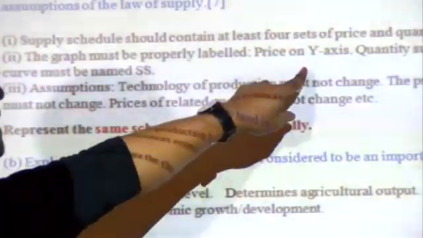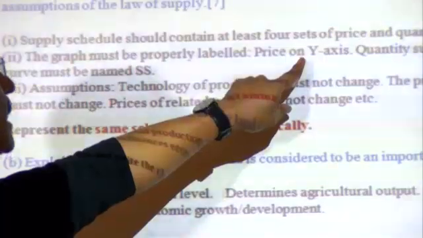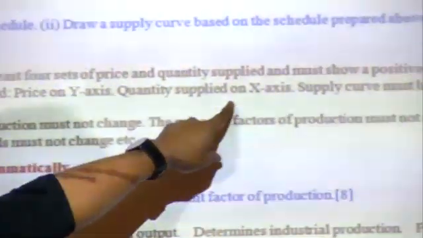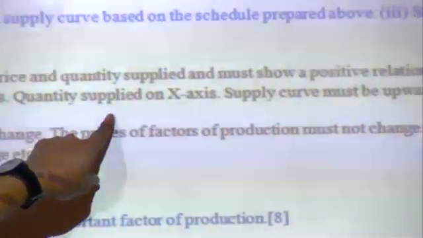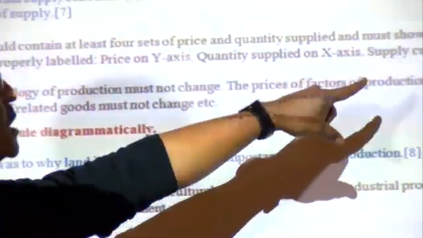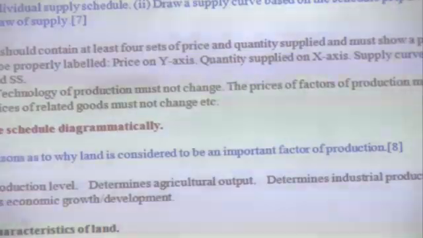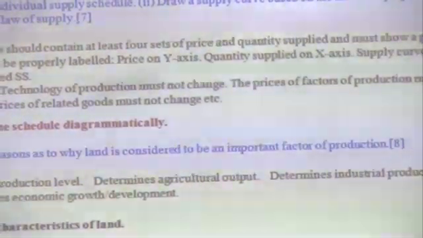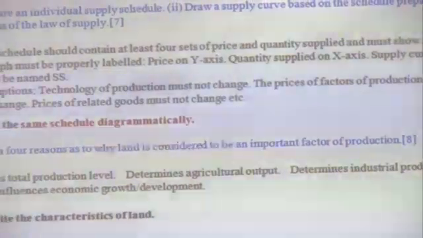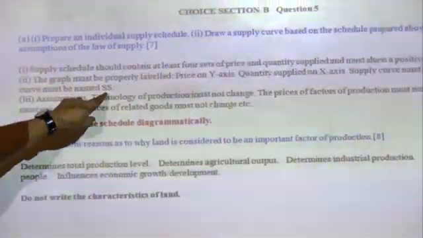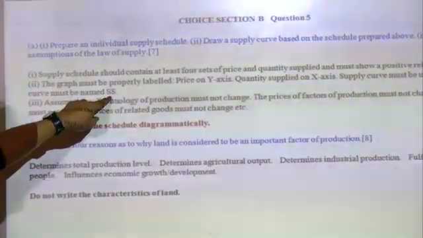Always on the y-axis, you'll write price, like income, price, here it is price. And on the x-axis, you'll write quantity supplied. Always label it. And you must show your supply curve must be upward sloping. Upward sloping means positive slope. Positive slope means when the price increases, then quantity supplied will also increase. Remember, when you draw the supply curve, you must name it as SS. Supply curve has to be SS.